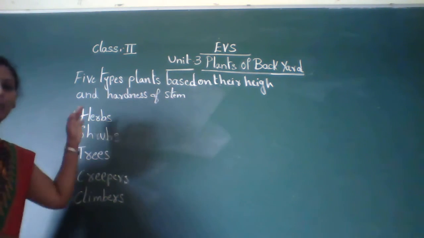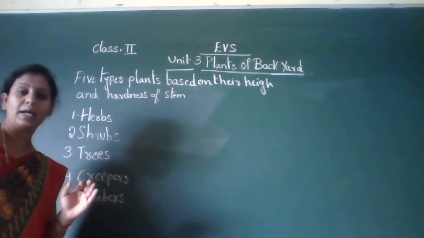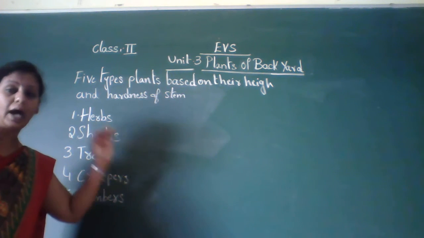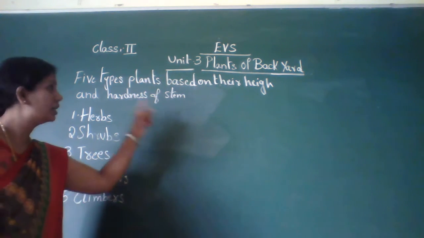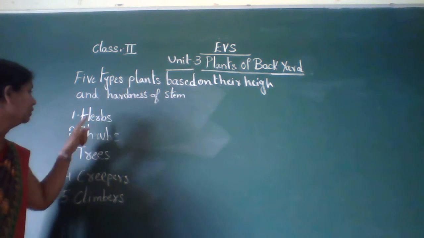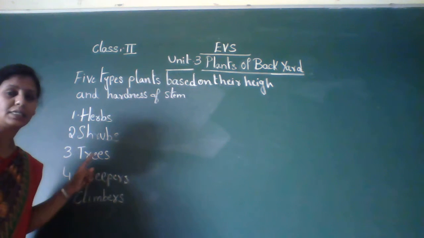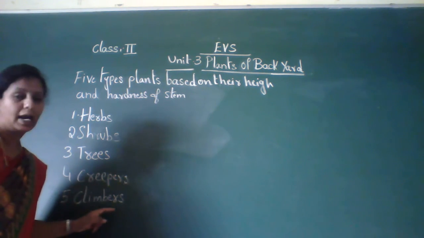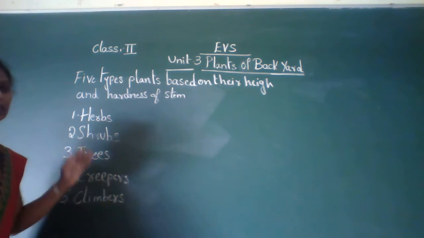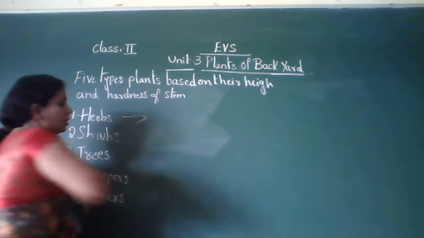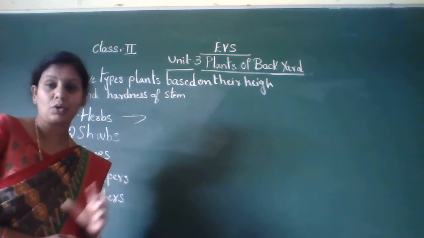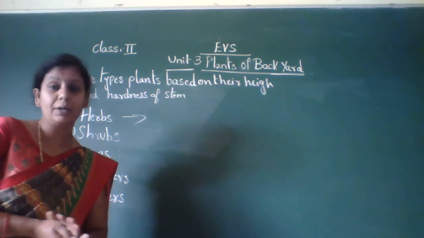So we classify the plants or divide the plants into 5 types based on their height and hardness of the stem. So which are those 5 types? Herbs, shrubs, trees, creepers and climbers. Okay, now we will study one by one in detail. So what do you mean by herbs? Have you forgotten or remembered? I already taught you in the first standard. What do you mean by herbs?